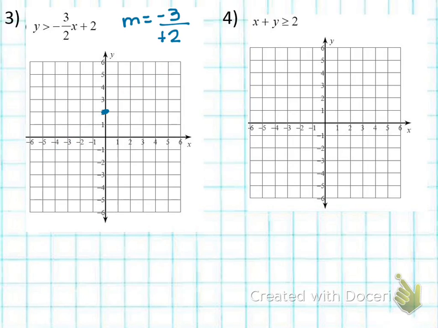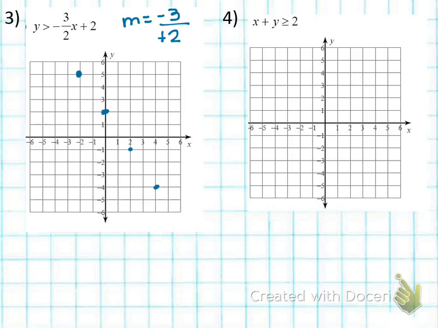So from this point here, we're going to go down 3, run 2, should be a point here. Again, down 3, run 2, point here. And in the opposite direction as well. Up 3, run 2 the opposite way. Okay? So my points look like they're in a straight line just like yesterday.